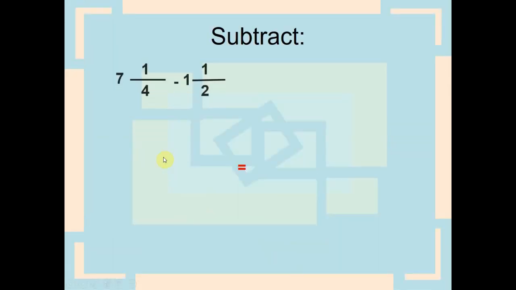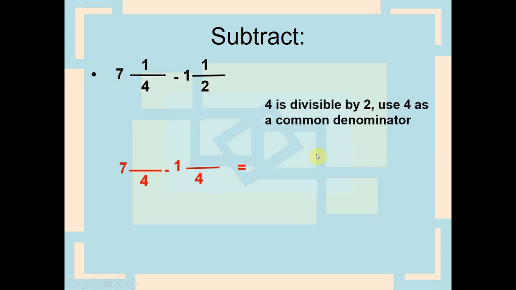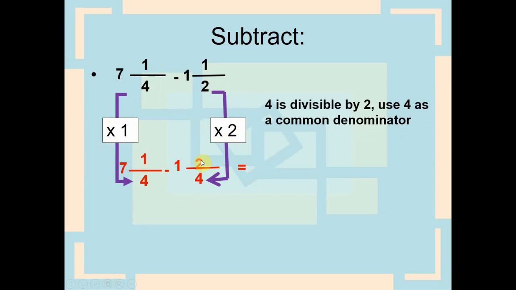Another example, 7 and a quarter minus 1 and a half. Write 7 and 1 the same, the two whole numbers. And then because 4 is divisible by 2, we use 4 as a common denominator. 4 multiplied by 1 equals 4, and 2 multiplied by 2 equals 4. For that, we multiply 1 by 1. 1 multiplied by 1 equals 1, and 1 multiplied by 2 equals 2.